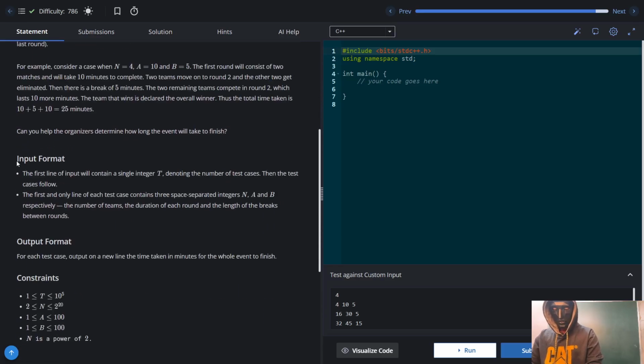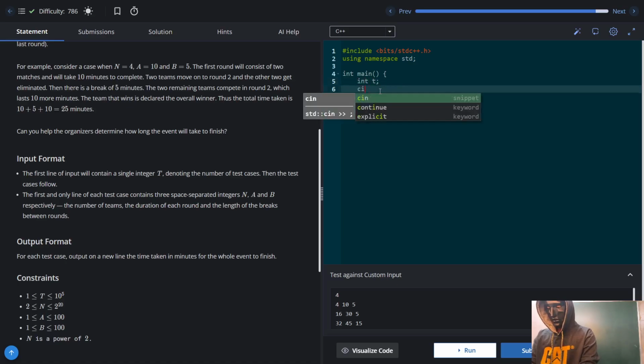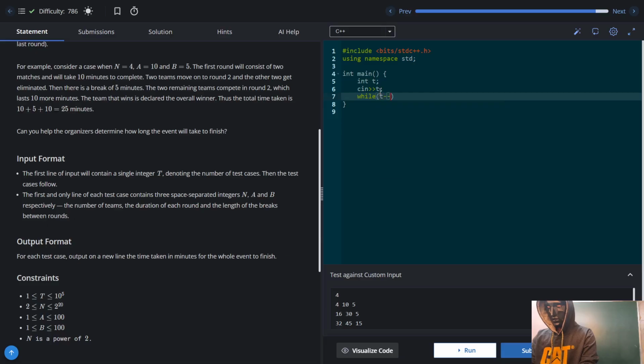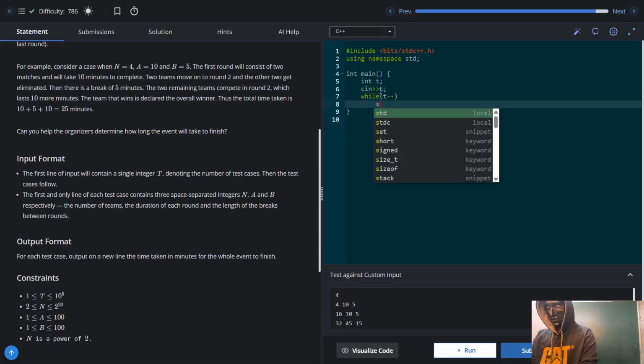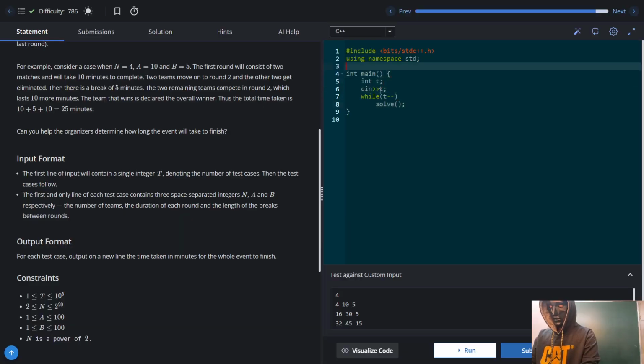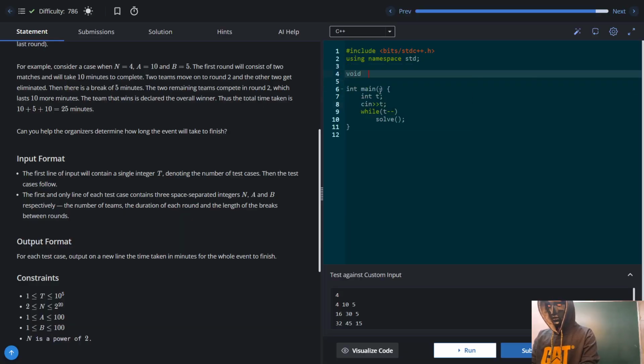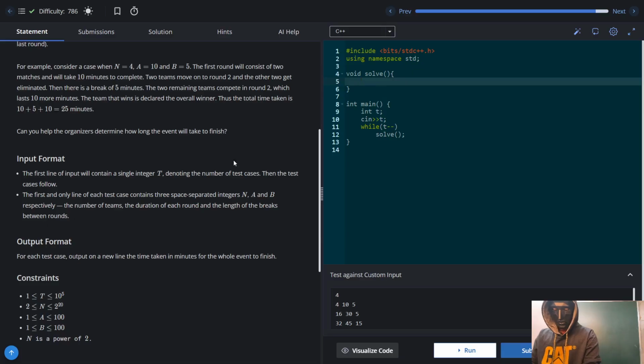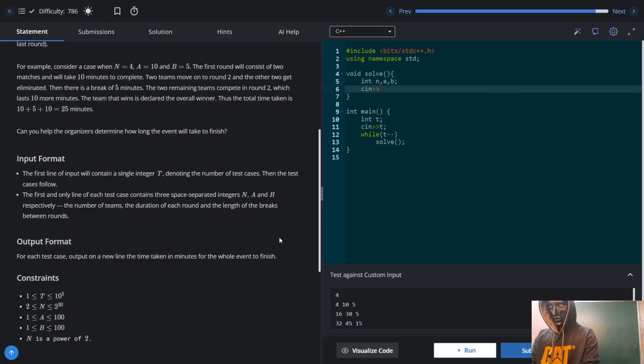So can you help the organizer determine how long the event will take to finish? Okay, got it. So first let's take input. They have given test cases. So let's try to deal with the test case. I think from 84 videos we are doing the same thing, so you guys know how to deal with the test case. And after that, for every test case there are three space separated integers: n, which is the number of teams, A and B. So let's take their values.